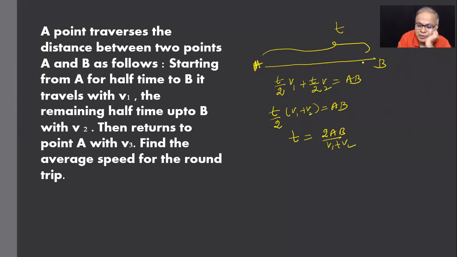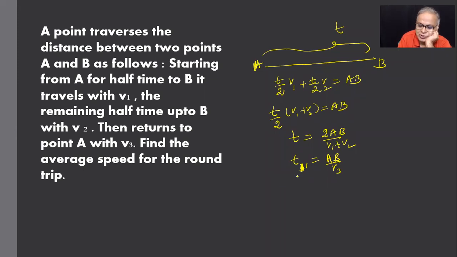Now it's going from B to A with V3. Let me call that time T1. I did not use T1 until now, right? So T1 equals AB by V3. So the total time will be T plus T1, right?